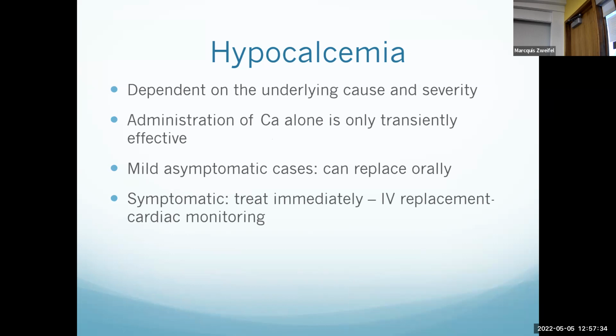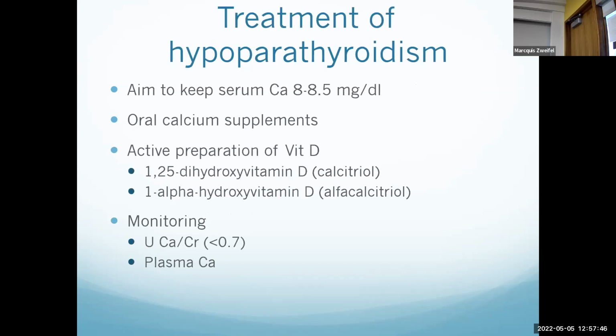Mild asymptomatic cases can be replaced orally. Symptomatic, you want to treat immediately. If somebody is symptomatic from hypocalcemia, you want to treat them with IV replacement and cardiac monitoring. There are some cases about treatment of hypoparathyroidism, but the idea here is you want to aim to keep their calcium from 8 to 8.5.